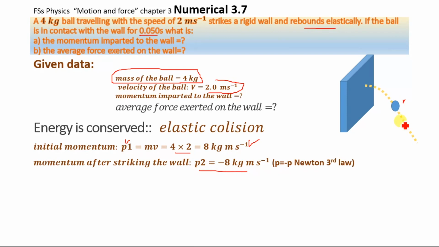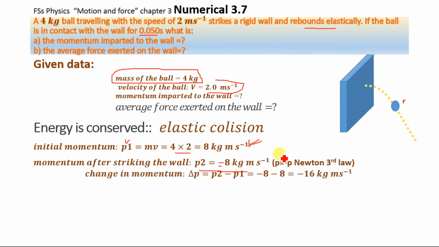This is Newton's third law of action and reaction. This wall exerted the same force on the ball, and the ball is rebounded from the wall, but the only difference is the direction. So the initial momentum of the ball is 8 kilogram meter per second, and the final momentum will be equal to minus 8 kilogram meter per second, which is opposite in direction to the initial momentum. So there is just the change in the direction of the momentum of the ball.